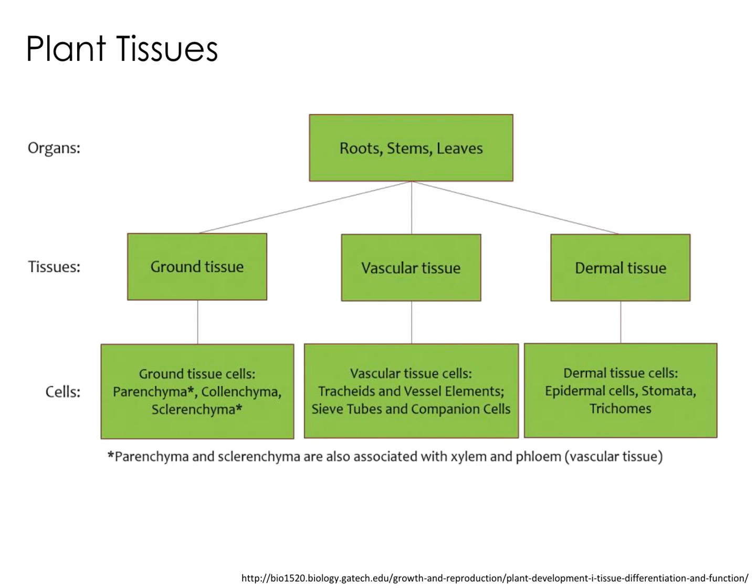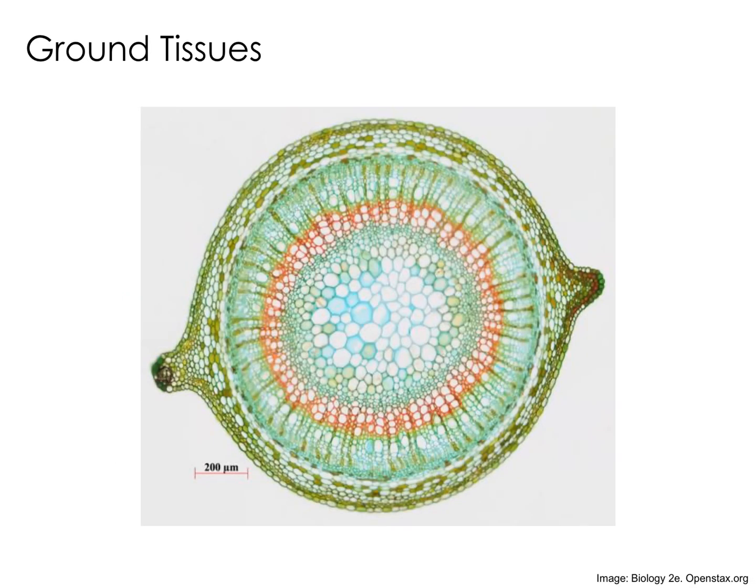Finally, the other type of plant tissues are the ground tissues, which include the parenchyma, collenchyma, and sclerenchyma. Parenchyma cells can be found in leaves, but also in other parts of the plant like the stem. And in the stems, these are going to be located in the cortex of the stem, but also the pith, which is surrounded by the vascular tissue. So the red here is the xylem, the green is the phloem, and this inner portion here is the pith, which is composed of parenchyma cells.